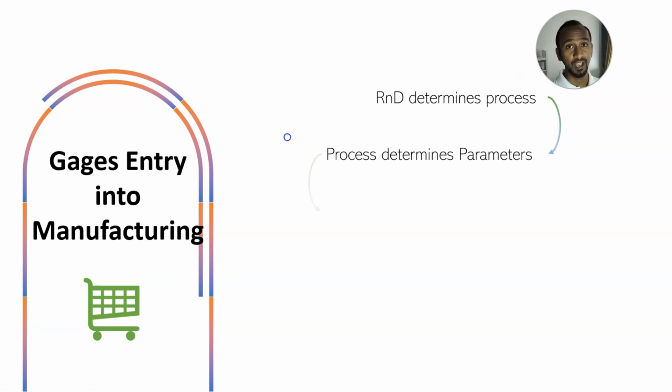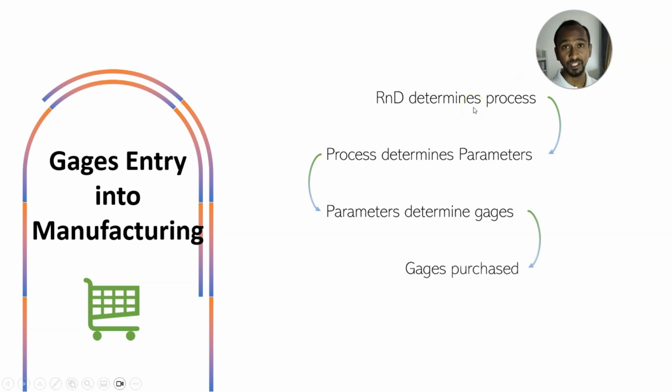Your R&D process determines your process, and your process in turn determines the parameters, and the parameters in turn determine what you need to measure and the gauges that would be helping you to measure those specific parameters. Then the gauge gets purchased, and the gauge enters into the factory.